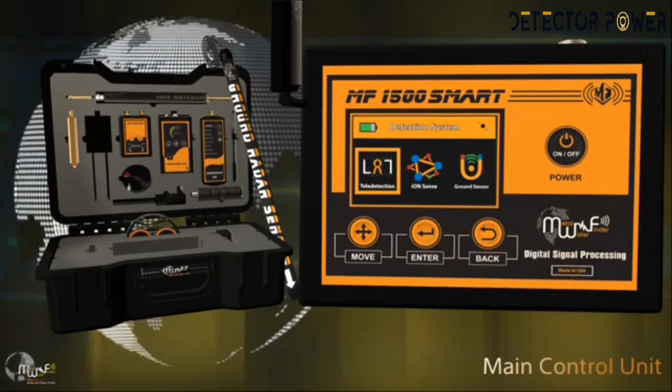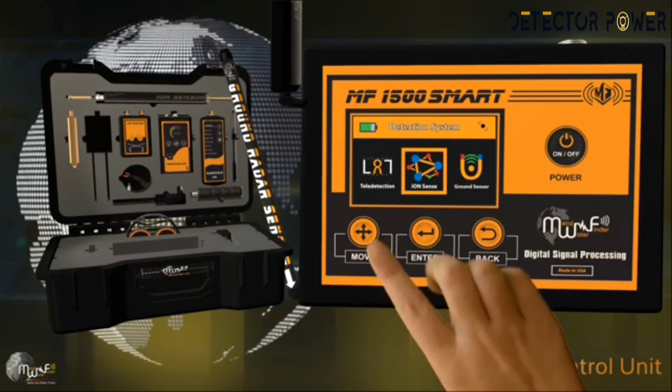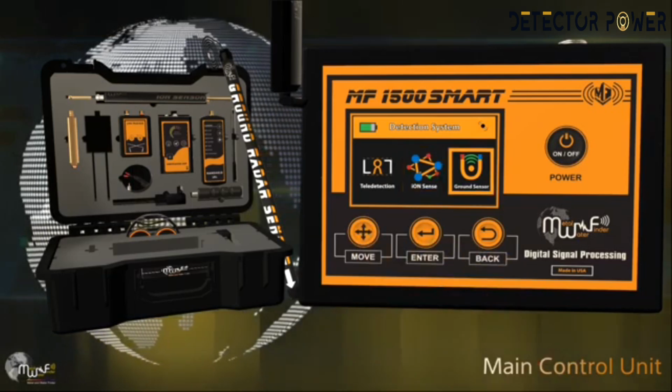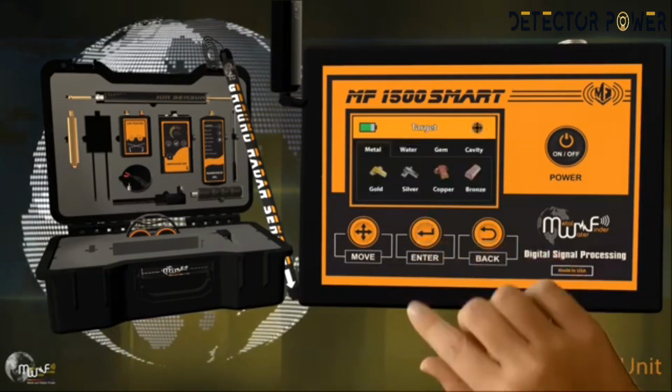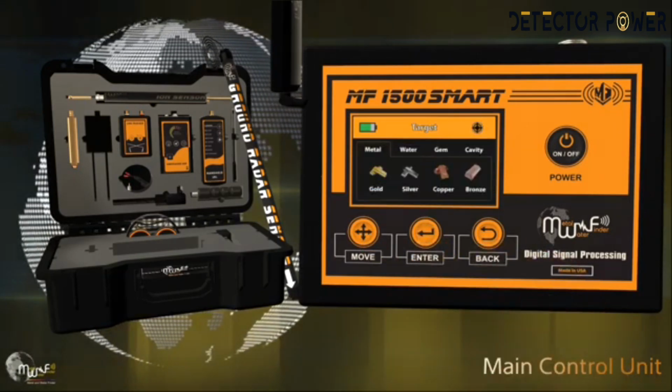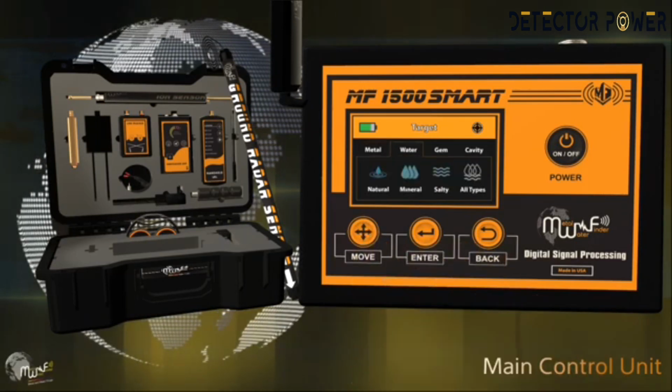Remote detection system. Ionic detection system. Ground sensor system. Thirdly, select the remote detection system to display the four main target menus. Metal list including gold, silver, copper, and bronze. Water list including natural water, mineral water, salt water, and all types of water.